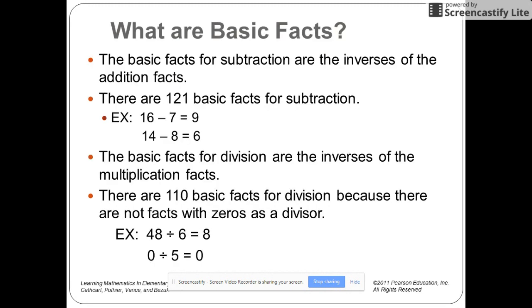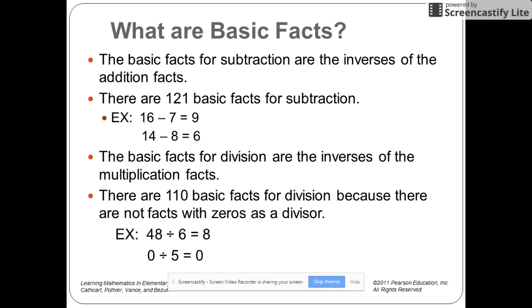Those basic facts or single-digit computation, there's a variety of them for both addition and subtraction. For subtraction, you have the inverse of the addition facts. For example, 16 minus 7 is 9, but we also know that 9 plus 7 is 16. 14 minus 8 is 6, but we also know that 6 plus 8 is 14. For subtraction, there are 121 single-digit computation problems or basic facts.